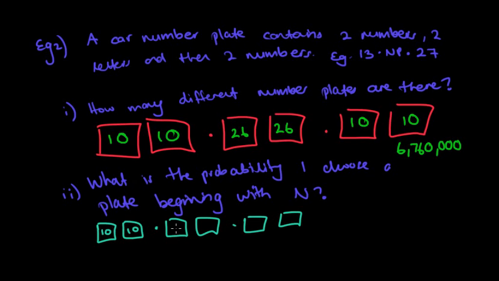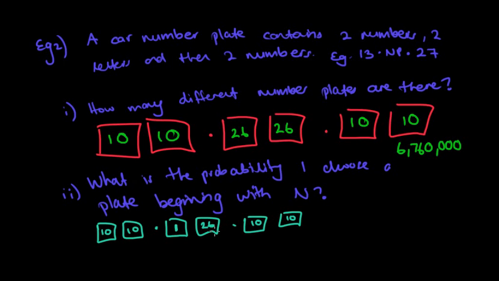So we want an N here. How many N's are there in the alphabet? There's only one N there. There's 26 other letters. There are 10 digits and 10 digits. So I've got 10 times 10 times 1. That's the hard one because that's got to be an N. Times 26 times 10 times 10. Again, because there's only one N, it needs to start with an N.